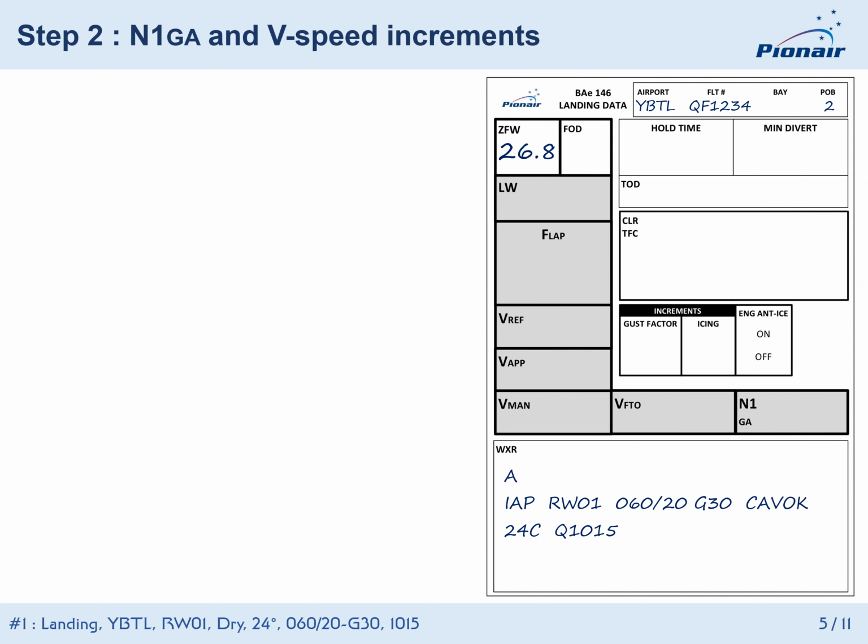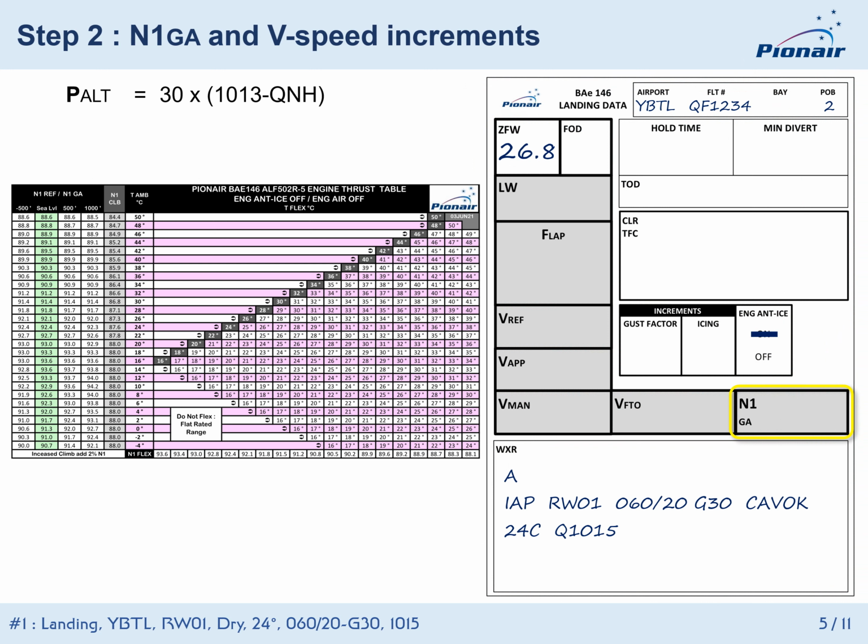So now we're going to look at the go around N1 and the V-speed increments. Before we look up the N1, we should decide that we won't need engine ice for the go round. Our go round N1 comes from the engine thrust table card, in this case the pink card for engine anti-ice off. We need the temperature on the ground from the ATIS and the pressure altitude. And so we end up with a go round N1 of 92.4. Let's write it on the card.